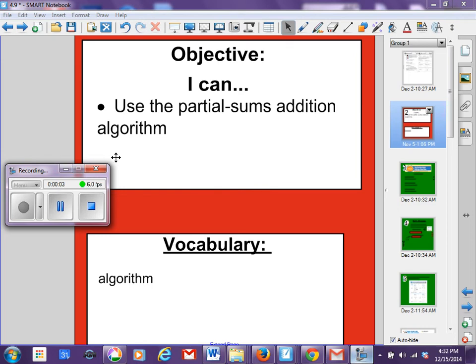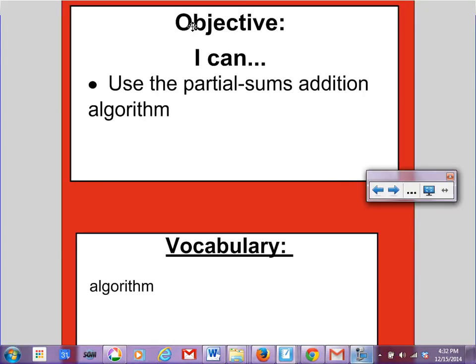So today we're going to review and continue with a lesson on 4.9 on partial sums. The objective for this lesson is I can use the partial sums addition algorithm. So the objective again is I can use the partial sums addition algorithm. An algorithm is your vocabulary word, and it means the way to do a problem.